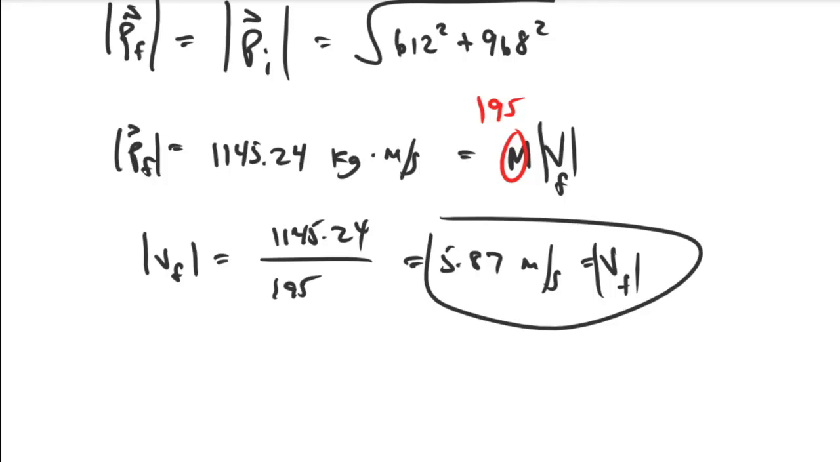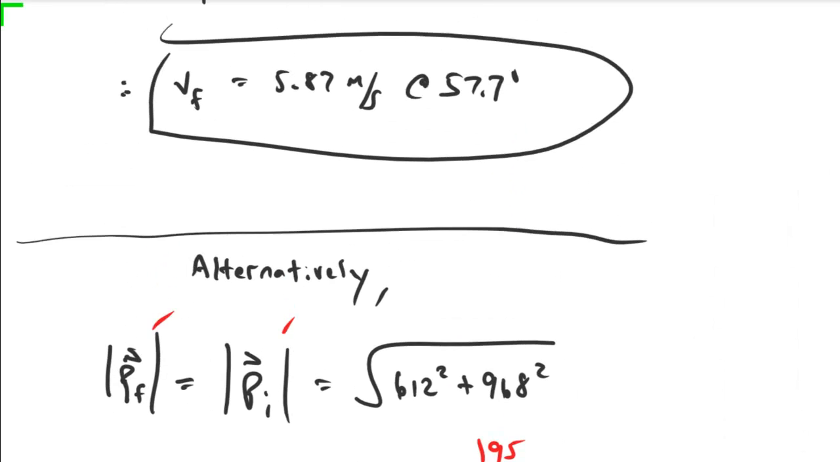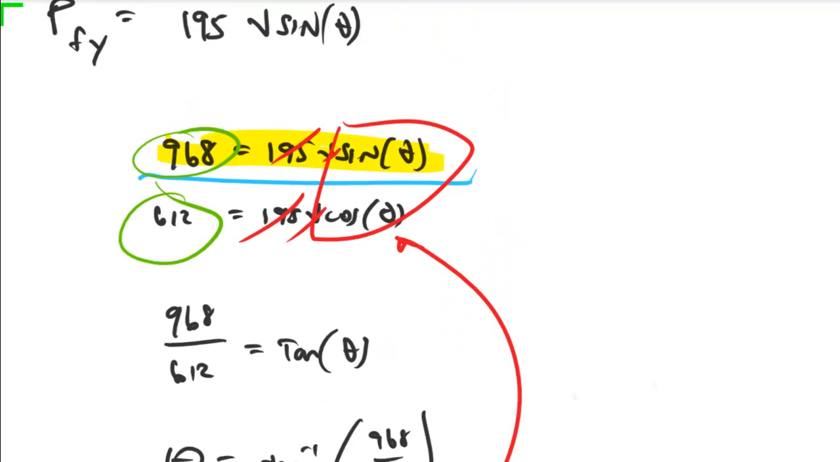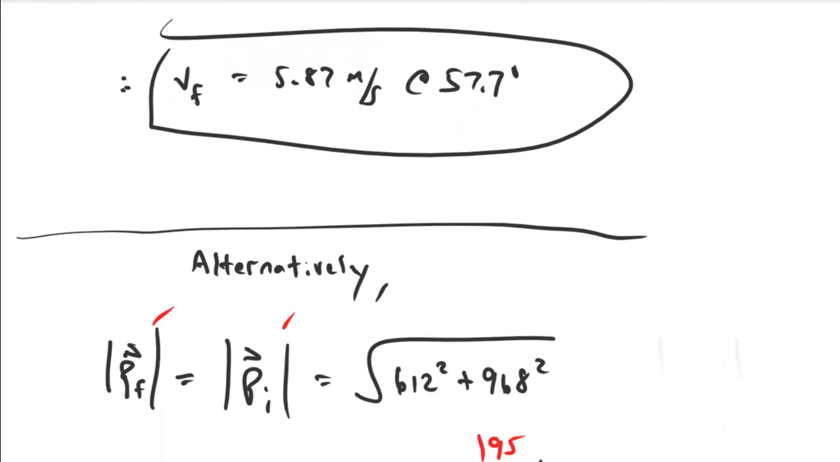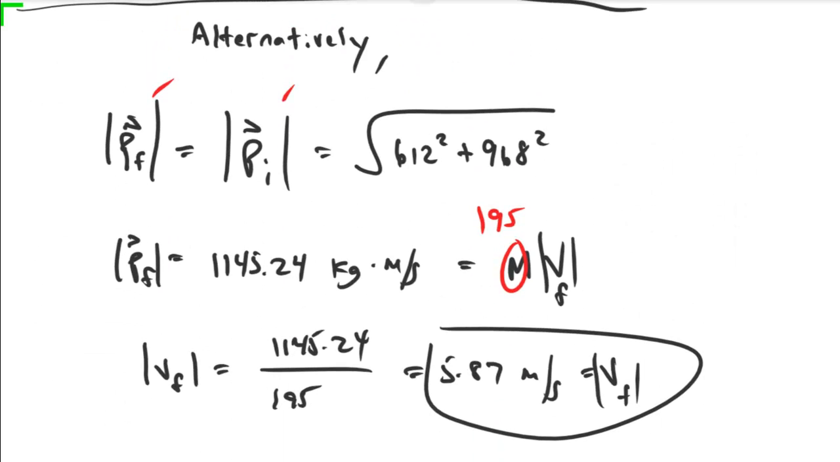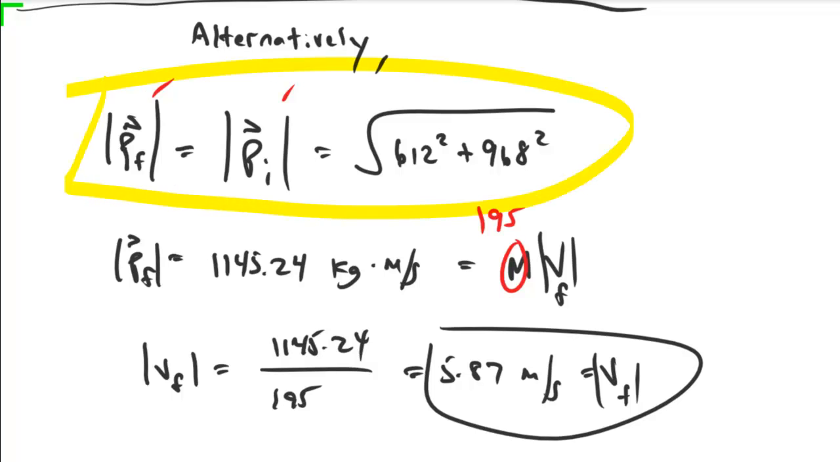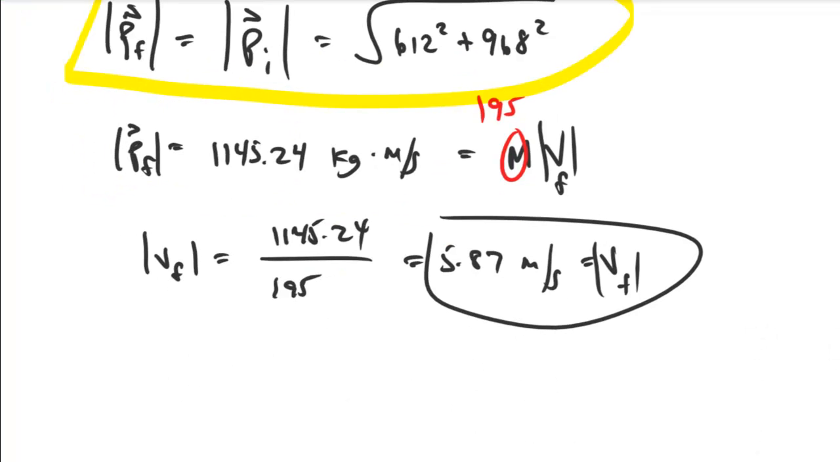So once I find this magnitude of the final velocity, I could then plug into either of these equations here to find out what theta is. So a couple of ways to go about it. One way I found theta first, then found the velocity. Another way I found the velocity first, then found theta. But it's worth noting the magnitudes are the same, and so if you know the final mass, you can get the magnitude of the final velocity pretty easily there. Especially like, let's say we were just given the magnitudes of these momentums, then this would have been a much faster way to go about it.